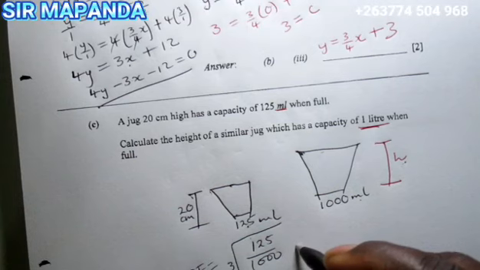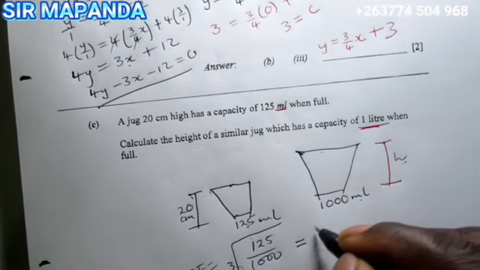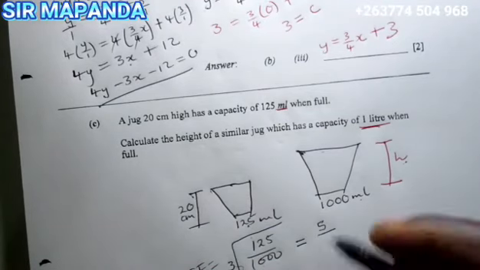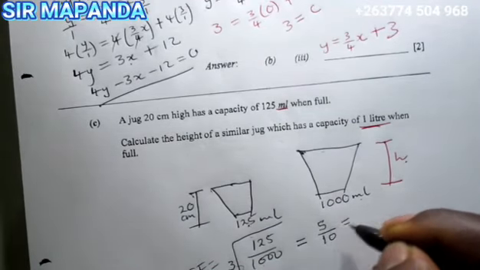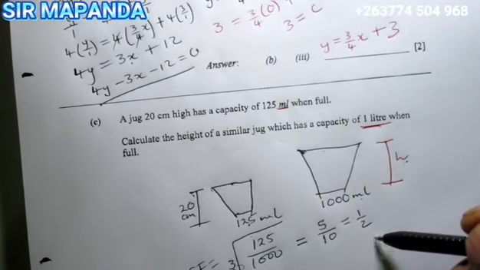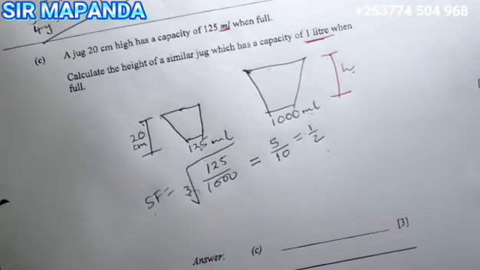I hope you are listening, class. So do we have the cube root of 125? Yes, we have. The number which multiplies itself 3 times to get 125 is 5. The number which multiplies itself 3 times to get 1000 is 10. So 5 over 10 can be written as 1 over 2. So 1 over 2 now represents the scale factor, which we would then make use of to find the height using the scale of cross multiplication.